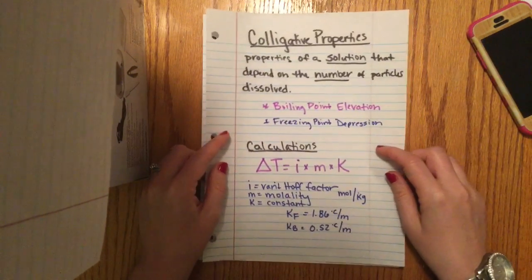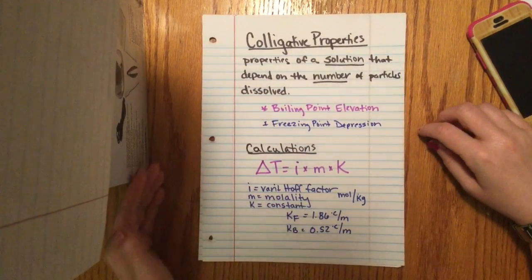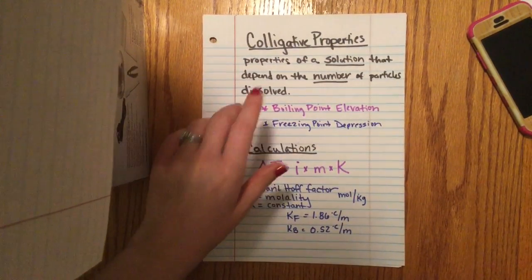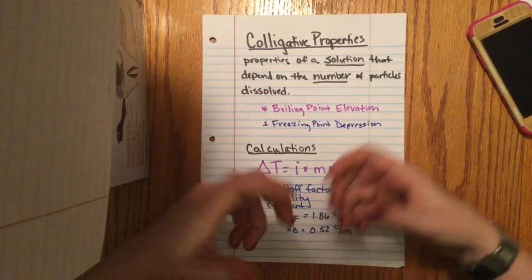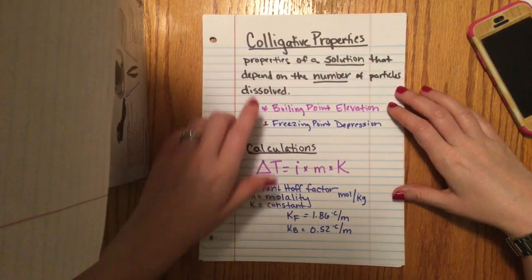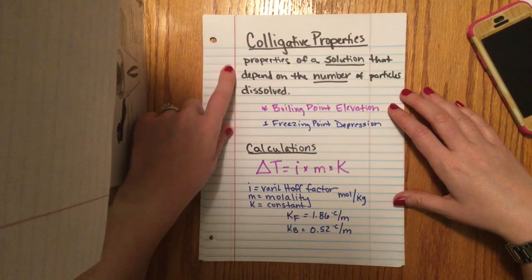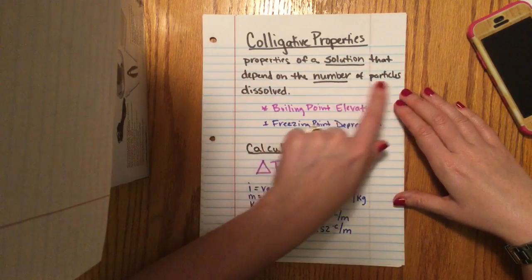We know that in a solution you have two things: the solute and the solvent. Together they make up the solution. Whenever you put the two things together, it changes the properties of the overall combination. So colligative properties are properties of a solution that change depending upon the number of particles dissolved.